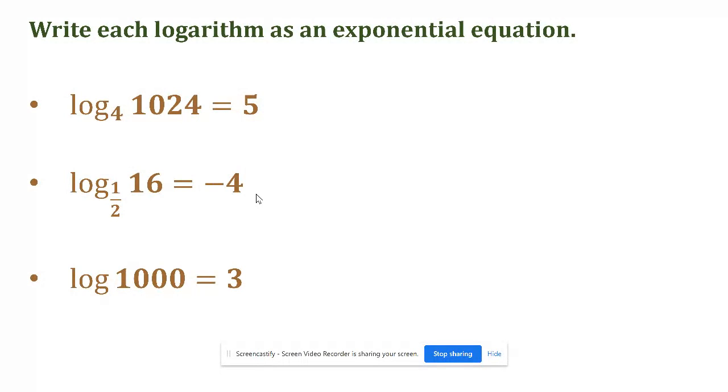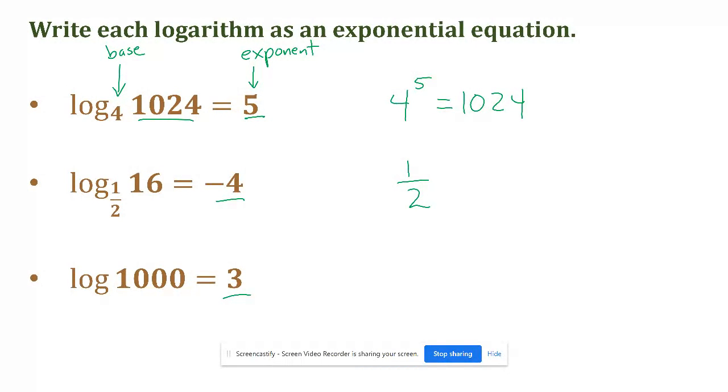So the way we're going to do this is just keep in mind that this number here that it's equal to is the exponent. And the little number next to the word log is the base, and those are already numbers we're familiar with. So we have a base of 4, an exponent of 5. So we would rewrite this by saying 4 to the 5th power is this number right here, 1,024. Down here, our base is 1/2. So we'd say 1/2 to our exponent, the -4 power, is 16, our result.